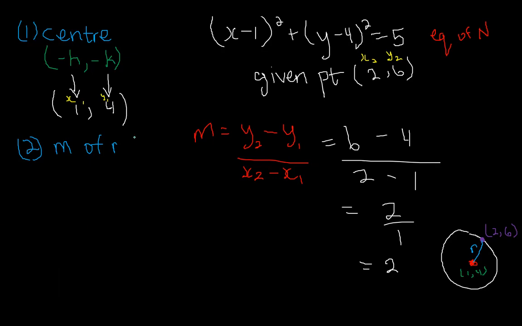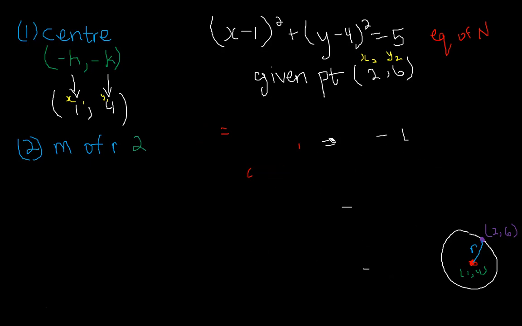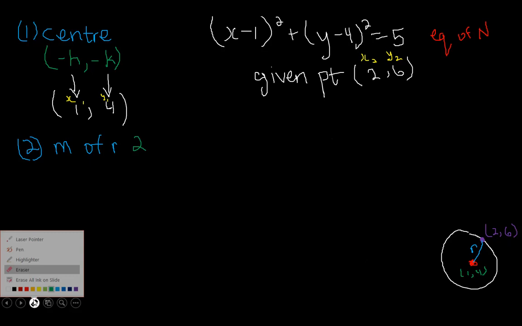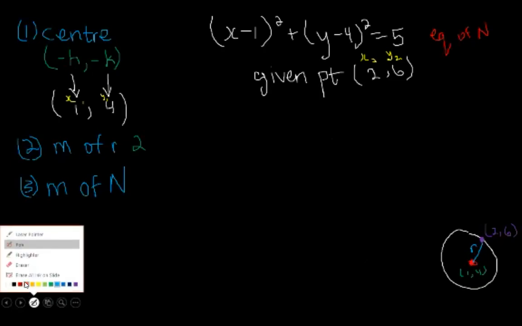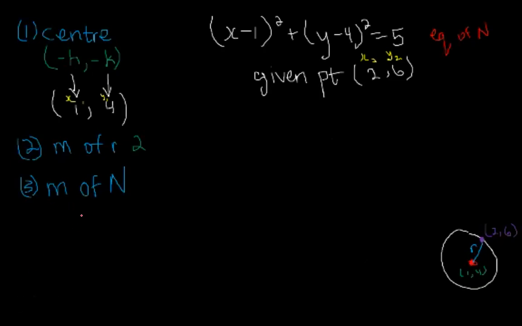So put 2 here. Now is to find out why. Why did we find the gradient of the radius? So let me show you now. Remember, the aim is to find the equation of the normal. And we know that the third step is to find m, which is gradient of the normal. Why do we need to find the gradient of the normal? Because we need it in this form.